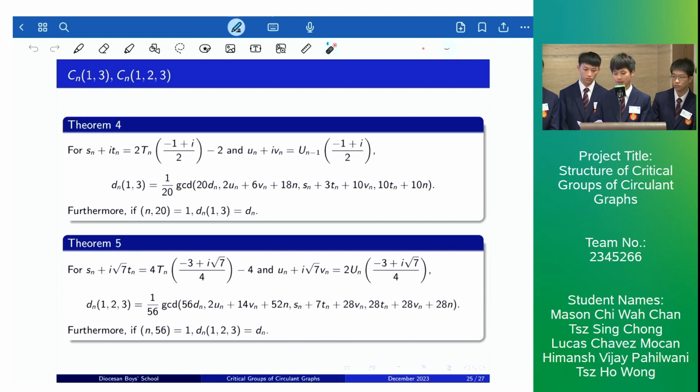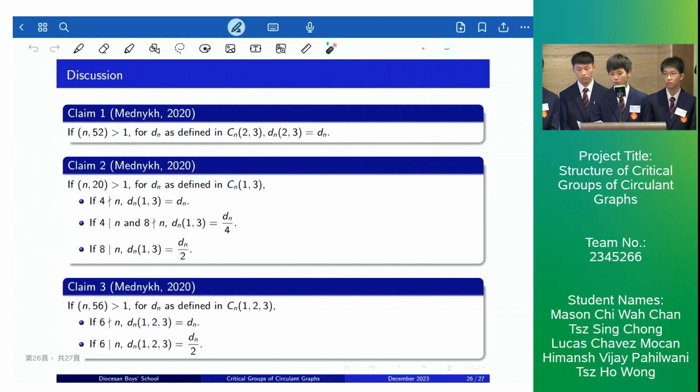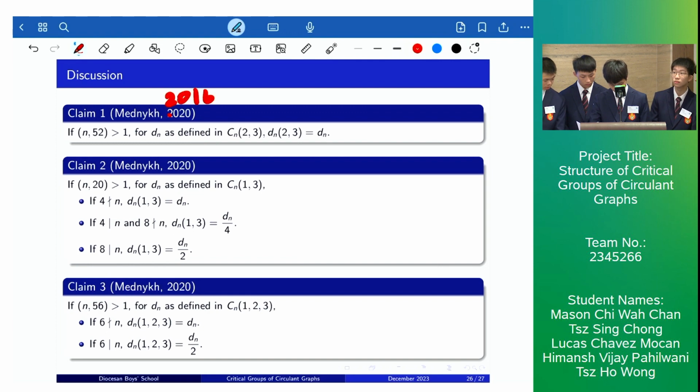We went to Chebyshev polynomials because we were inspired by what Mednykh did in 2016. So expressing the non-trivial components in terms of real and imaginary parts of Chebyshev polynomials is by far the simplest way we have found. In fact, Mednykh claimed that these claims we stated are true, but we could not prove the cases when n is not coprime with 52, 20, or 56. But with the help of Sage, we were able to verify these claims.